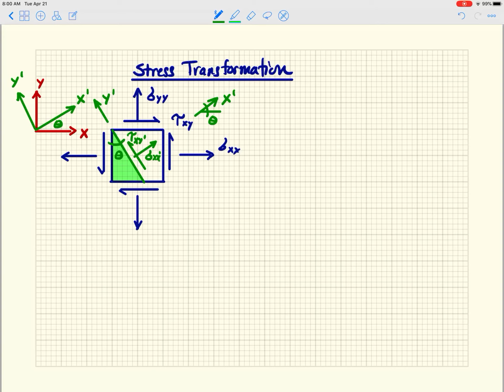So let me come over to the right here, and the key is to solve for sigma xx prime and tau xy prime. So basically, what are the normal force and the shear force on this new plane? And in order to do that, we're going to use equilibrium.